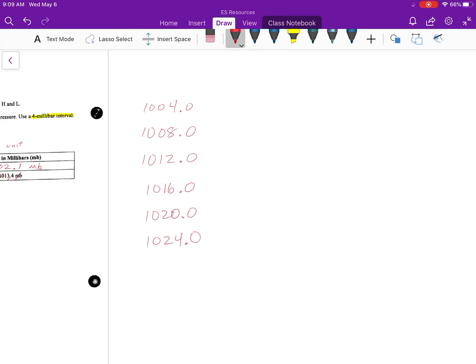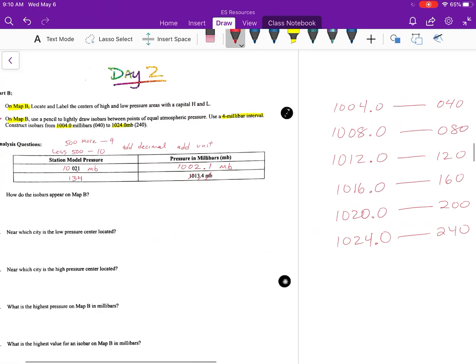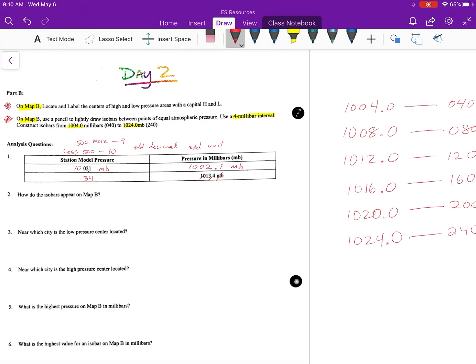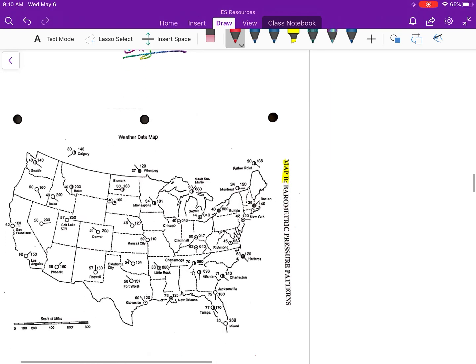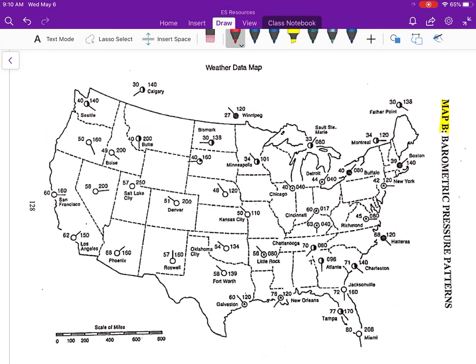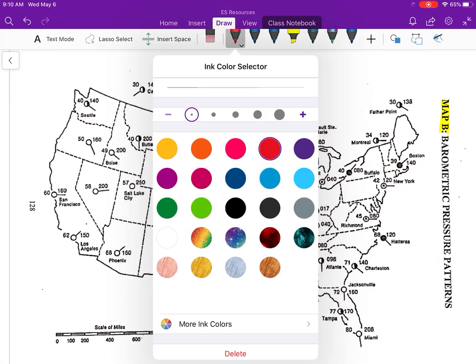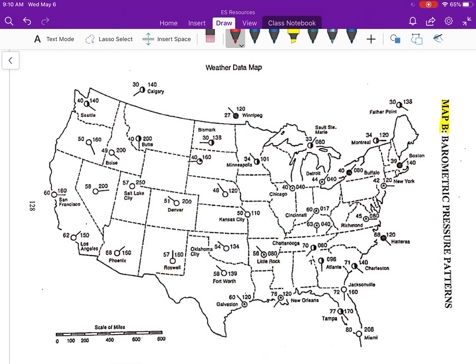Now, again, on the map, it's station model, so let's convert all of these. Get rid of all the tens, get rid of all the decimals. So this is going to be this is this, 120, 160, 200, and this is going to be 240. So now we know what numbers to look for on our map. Okay? So here we go. Let's go make our lines. So over here, I'm going to zoom in so that you guys can see well. And I am going to make this just a little bit bigger.